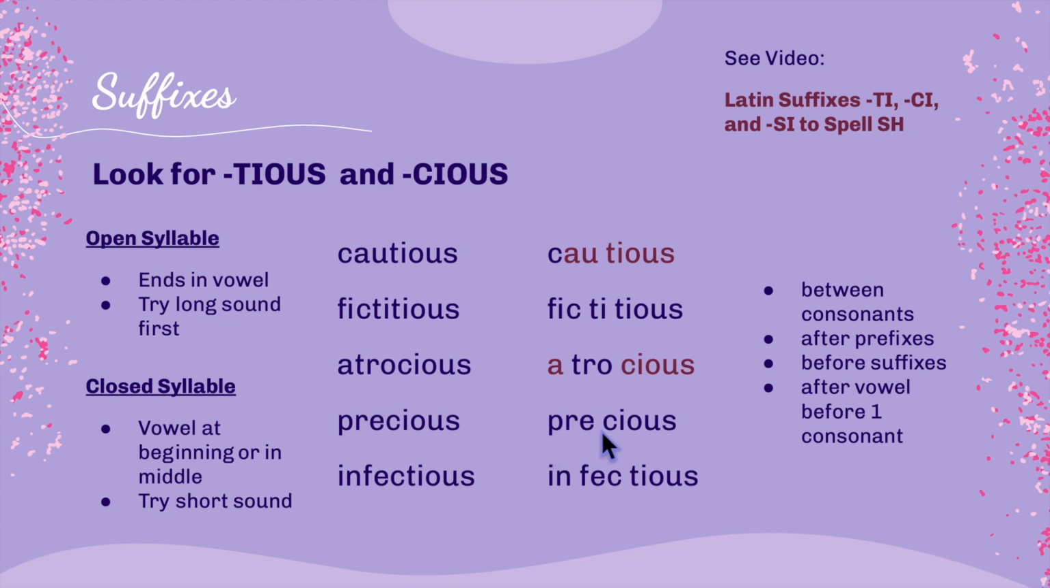Here we've divided after the prefix pre, or you could use the rule after a vowel before a single consonant, or the rule before a suffix. So we split here. This is an open syllable, so we try the long sound first. Precious. That doesn't sound right, so now we switch to a short E sound.